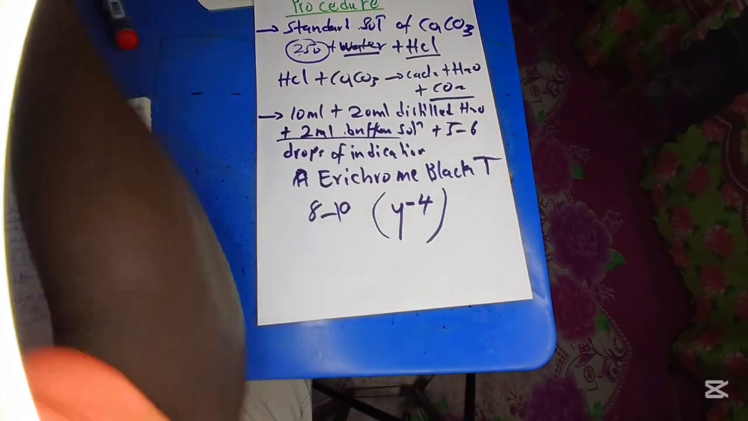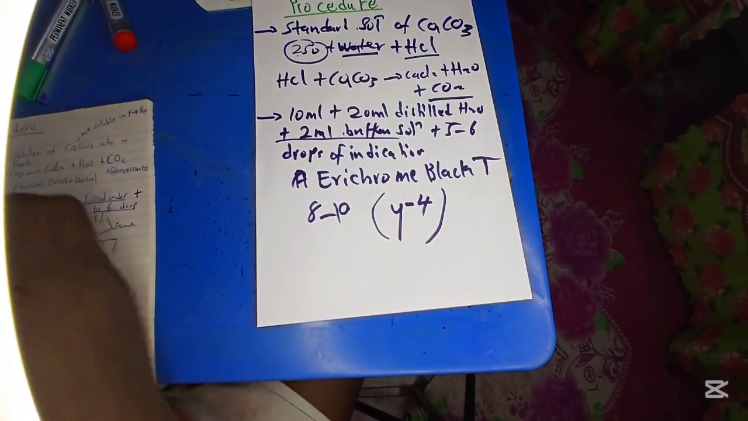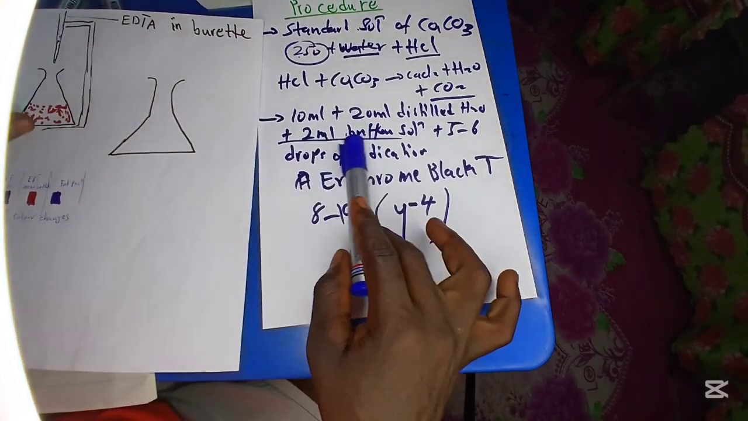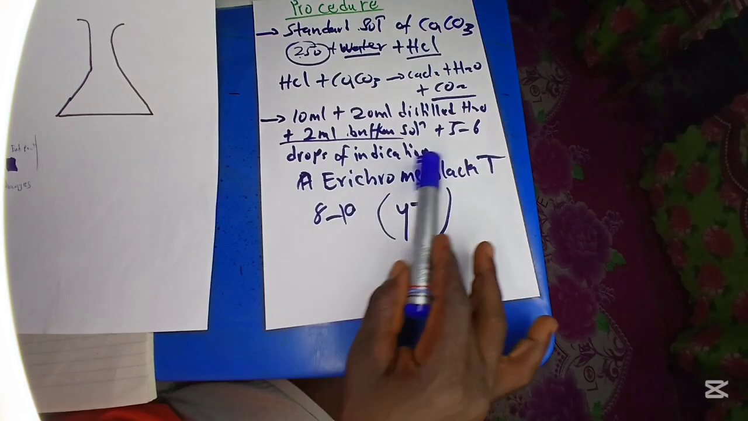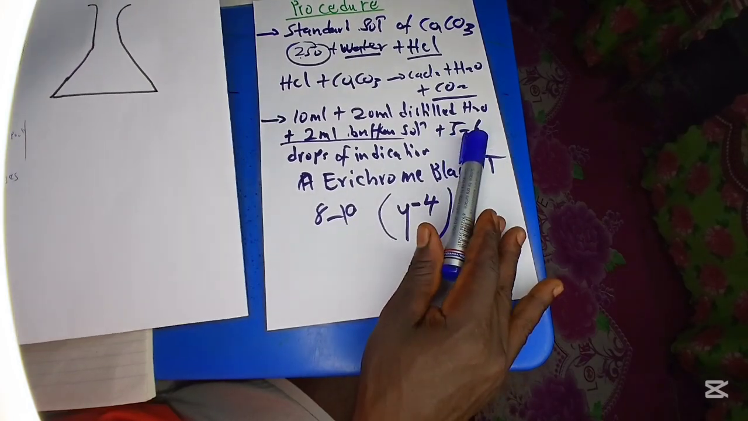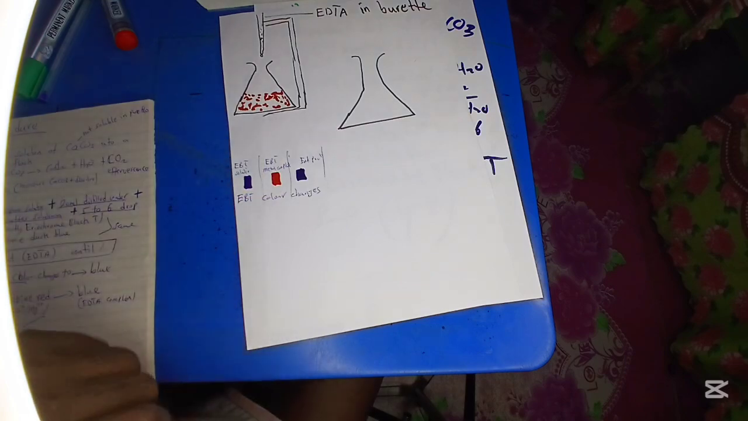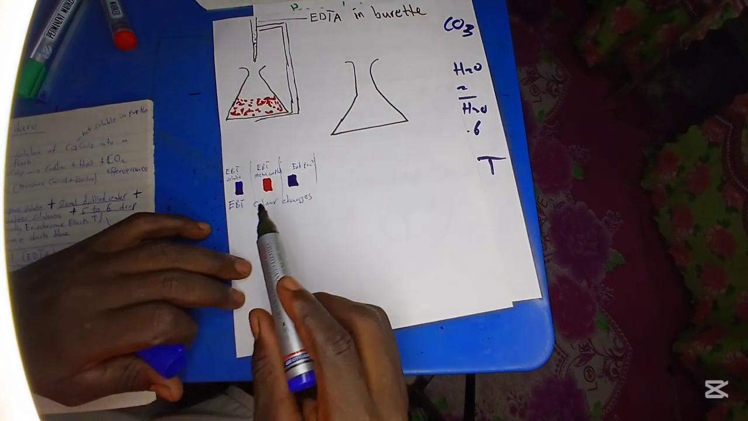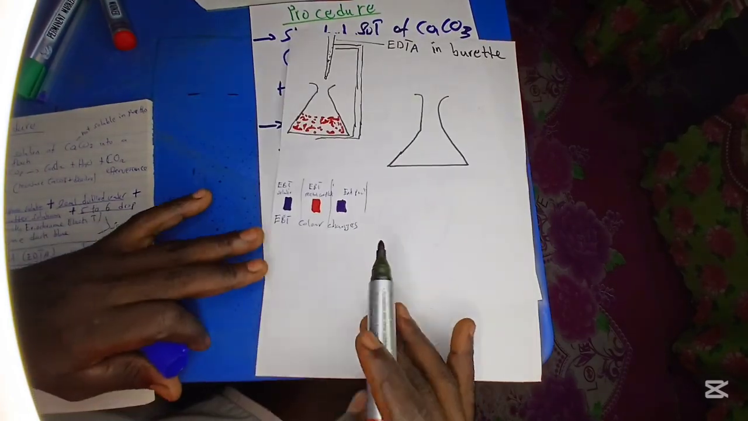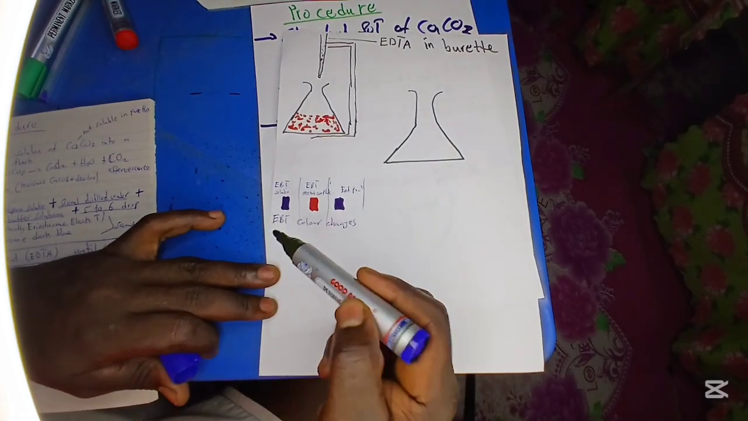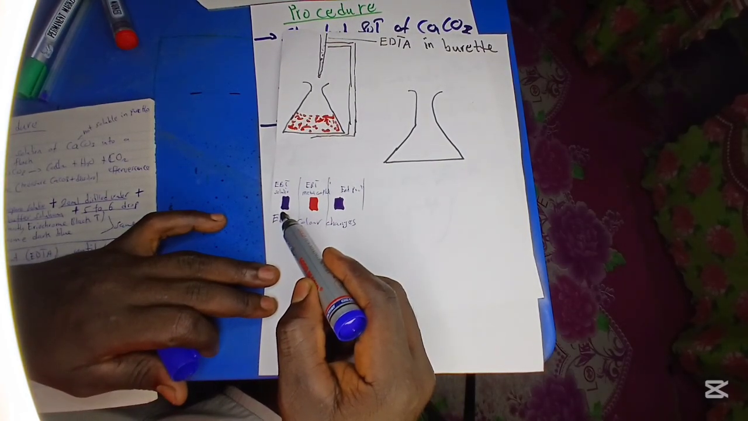Let's see what is happening here. After we add our buffer solution, we add our indicator in 5 to 6 drops. And what is going to happen? Let's see our color change. Eriochrome Black T, a solution of EBT, is generally blue.